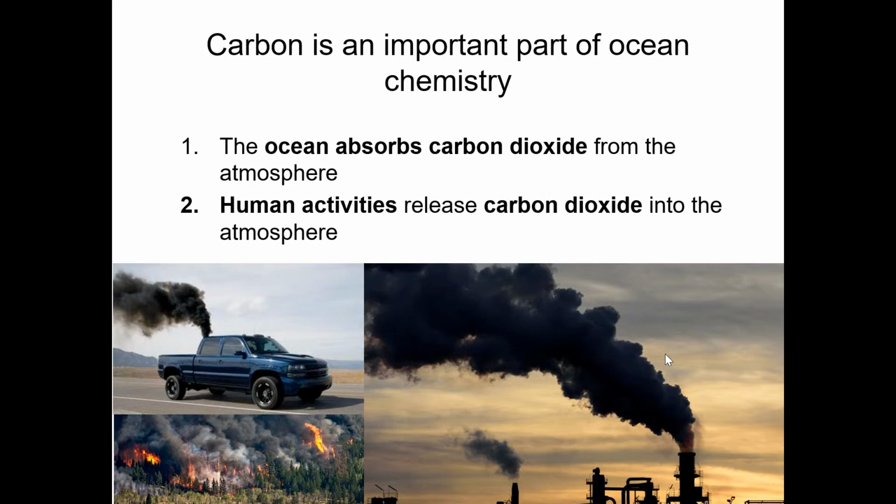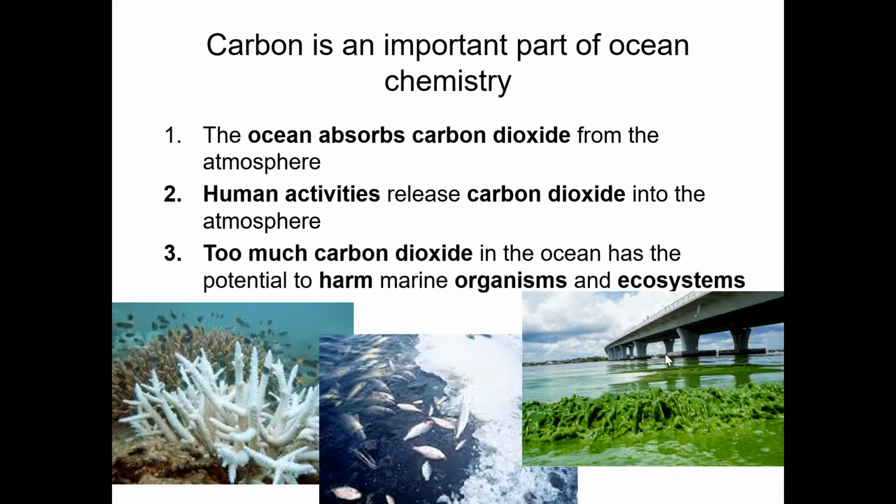Whenever you have a combustion reaction, something is burning, you're going to have two products. One's going to be water and one's going to be carbon dioxide. So just the burning of wildfires causes a great increase in the amount of carbon dioxide. When too much carbon dioxide gets in the ocean, it starts to harm the organisms. We're going to talk a little bit about how that happens and how that has an impact on the diversity of animals in our oceans and most of our aquatic environments.